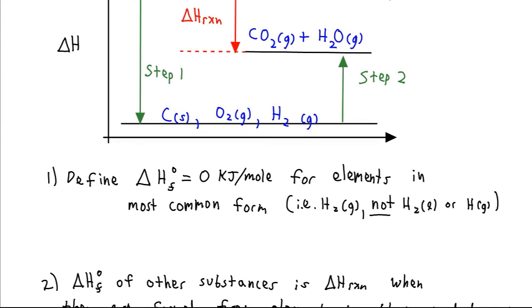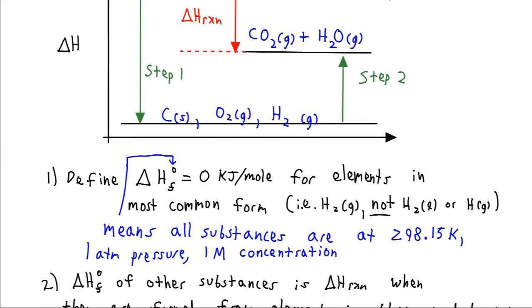Now, a note here on this little circle, this means everything's in its standard state. So all the substances are at a temperature of 298.15 Kelvin, according to most references, 1 atmosphere of pressure, 1 molar concentration. And if we change these quantities, then that will affect the enthalpies. So our tables are all going to be tabulated at these temperatures and concentrations and pressures. And then if we're at a different concentration or a different pressure or a different temperature, then we'll have to modify the values.